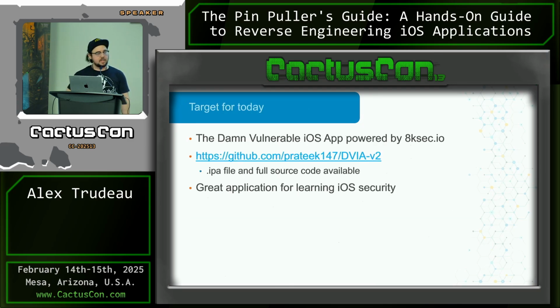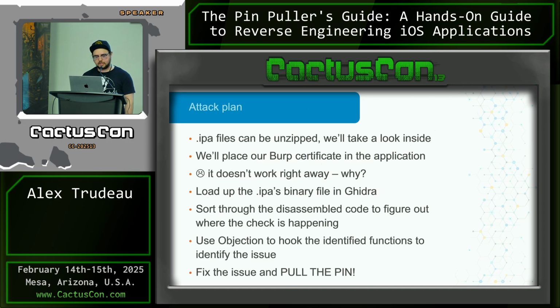The target for today is the Damn Vulnerable iOS App, powered by 8ksec.io, another great mobile security company. If you want to learn more about mobile stuff, definitely check them out. I have the GitHub linked here. It's all open source, and it's going to give us the .ipa file, which is basically the file that we use to install the application. It's great for learning iOS security. Definitely check out DVIA if you're interested.